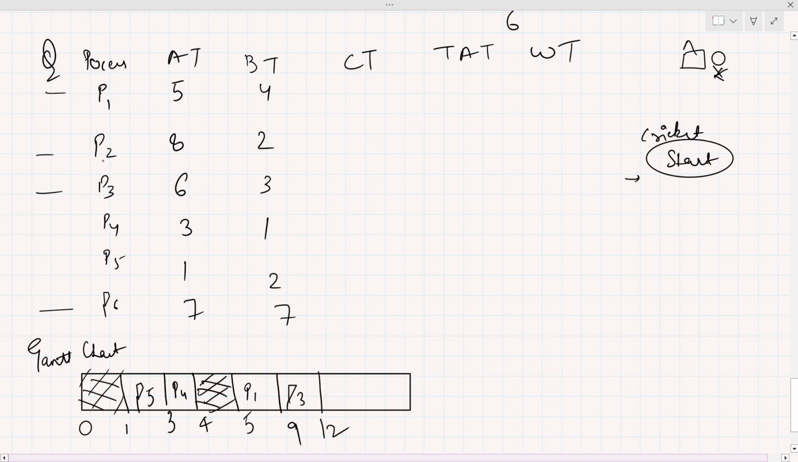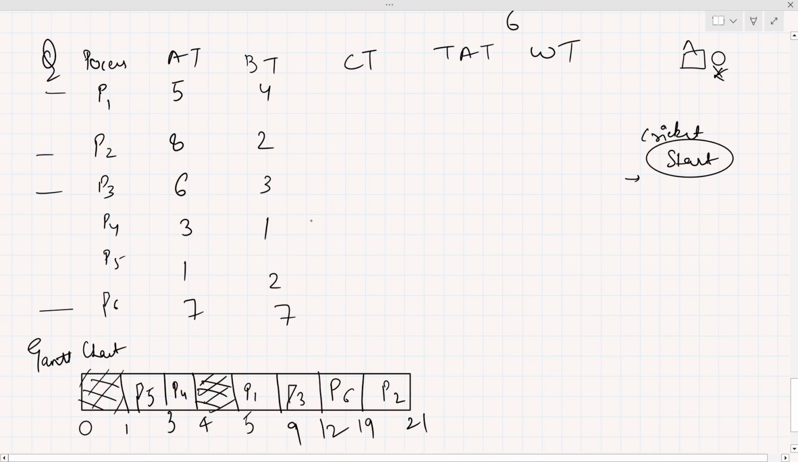After that 2 processes are left, P2 and P6. P6 has the smaller burst time, so P6 will get the CPU. The burst time is 7, so it becomes 19. And one process, P2, is left. Its burst time is 2, so the completion time of P2 becomes 21.